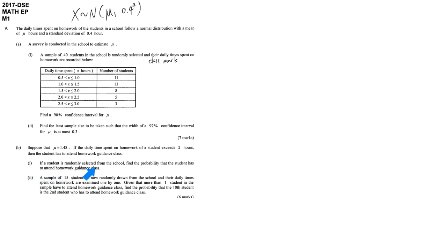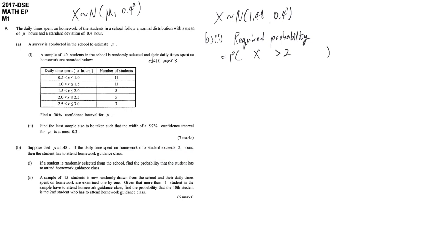B1 is a very simple normal distribution question. Now, updated information: we know the mean is exactly 1.48 and the variance is 0.4 squared. The required probability is the probability that the student has to attend the homework guidance class. The criterion is that the student spends more than 2 hours a day. So we are talking about when X, that means the time, is more than 2.